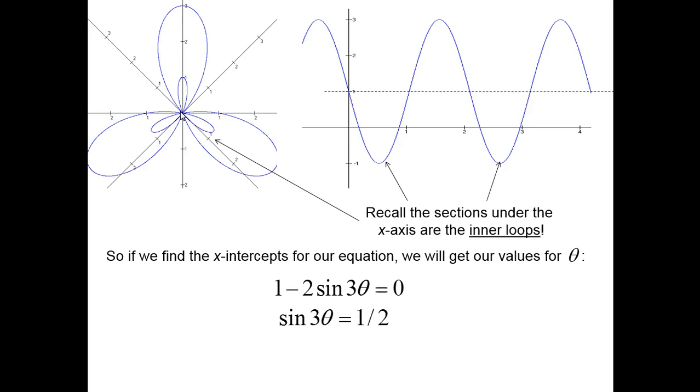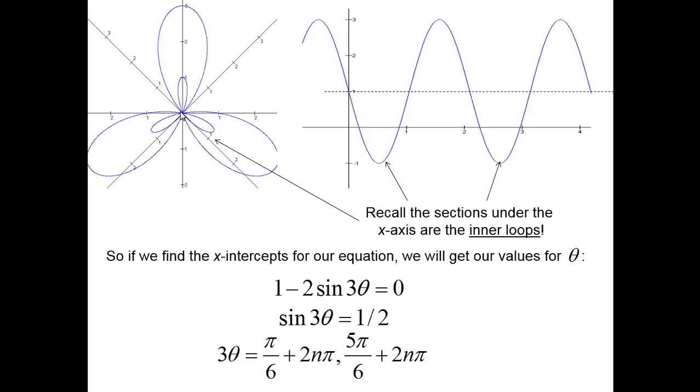This is another one of those multiple angle problems. Ask yourself, where in the unit circle does sine equal 1/2? And of course, that would be your pi over 6 and your 5 pi over 6 values. So I'm going to set 3 theta equal to pi over 6 plus 2n pi this time, and 5 pi over 6 plus 2n pi. You don't want to just do n pi because that would get me negative values for 1/2. We don't want that. We just want the positives.